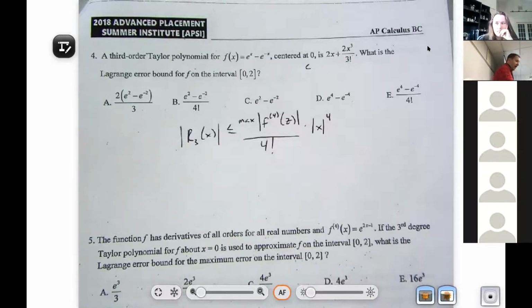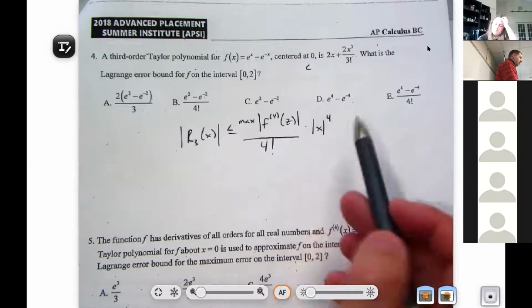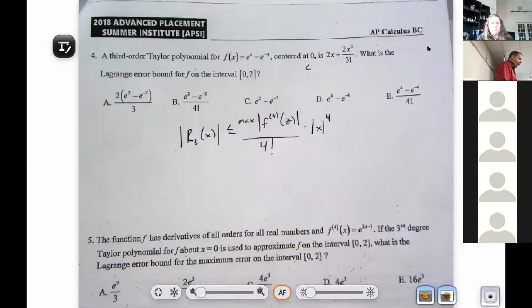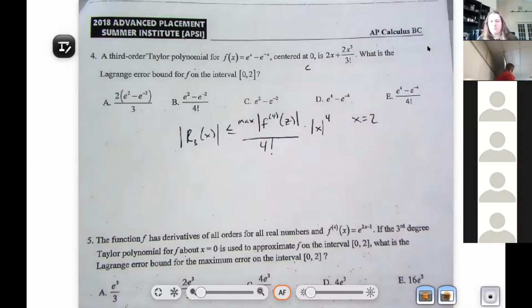We need to pick an x value on this interval, and we're trying to make this be as big as we can. So 2 is what we're going to be plugging in for x. We want to make that as big as possible. So on that interval, 2 will make that value as big as possible. So we're going to plug 2 in for x.